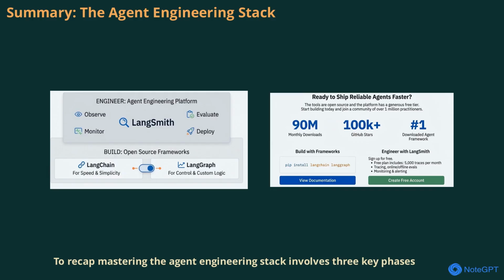Recap: mastering the agent engineering stack involves 3 key phases: rapid prototyping with LangChain, granular control with LangGraph, and production-grade engineering with LangSmith. Each tool addresses specific challenges, providing a comprehensive solution for building, deploying, and scaling intelligent agents. By following this roadmap, you'll be well equipped to tackle any agent development project.